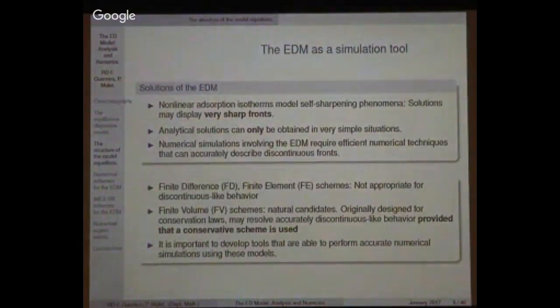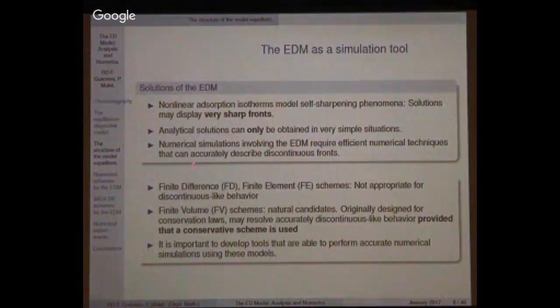So how are the solutions? You expect them, you want them to display, that's what you state this process may display, very sharp fronts. Analytical solutions could only be obtained in very simple situations, usually not in a real case. Okay. Therefore, if you want to predict something, how long has to be the column so that I can extract pure ice at the end of the column, you have to resort to numerical simulations. And you need efficient numerical techniques because solutions with sharp fronts are hard to compute, okay?